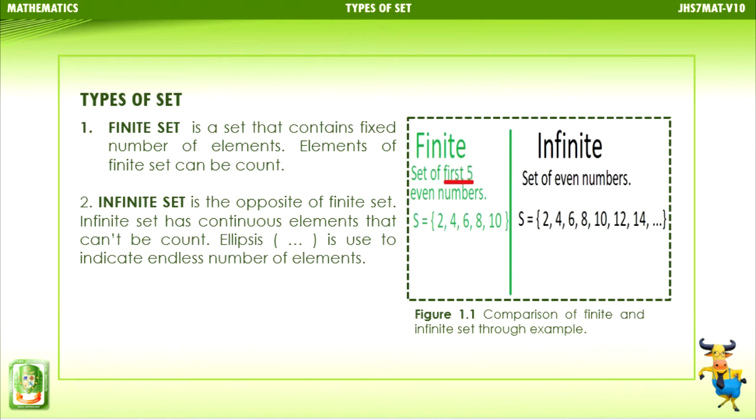Second type of set is infinite set. It is the opposite of a finite set because it has continuous elements that cannot be counted. Ellipsis or 3 dots is used to indicate an endless number of elements. For example, on figure 1.1 set S is a set of all even numbers having elements of 2, 4, 6, 8, 10, 12, 14, and many more even numbers, so we use ellipsis after the comma on our last listed element. Then, close it using curly braces.